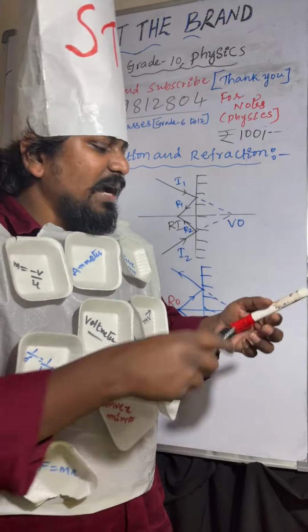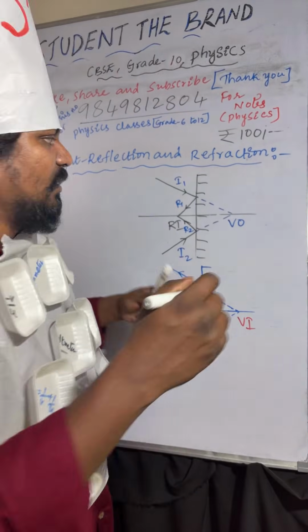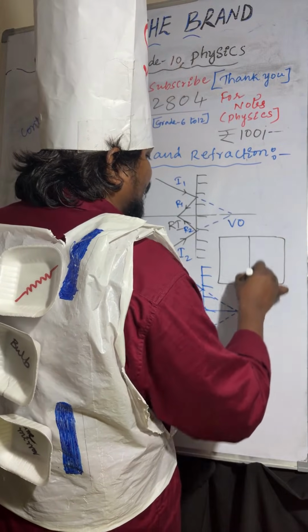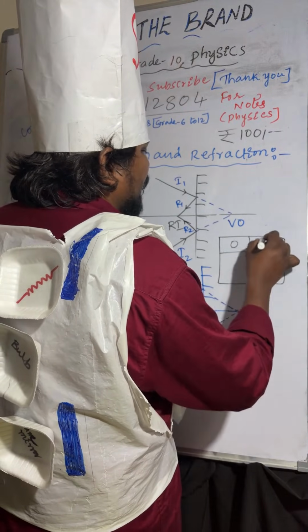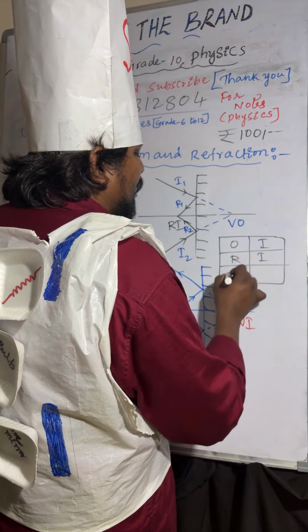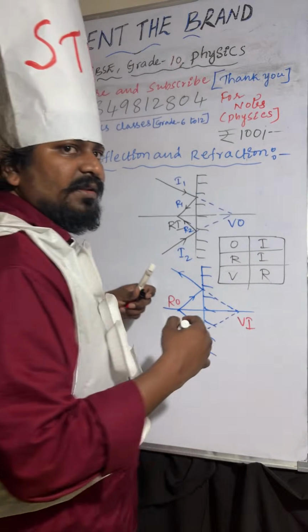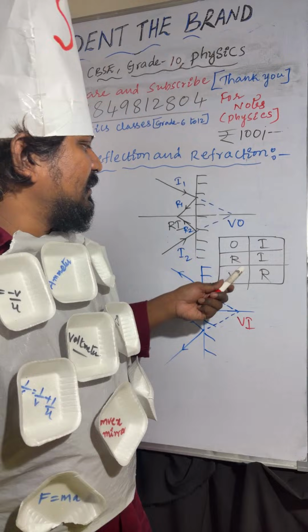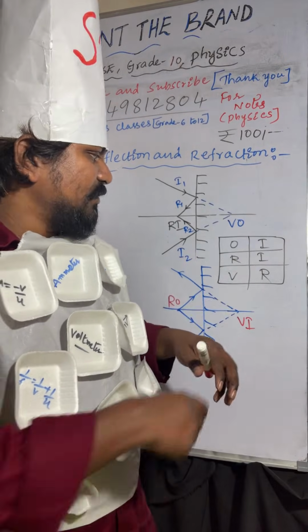Real object. So I will draw one tabular column, then you will get to know. Just check this tabular column. Object is real, image is virtual. Object is virtual, image is real. Okay, once again. Object is real, image is virtual. Right?